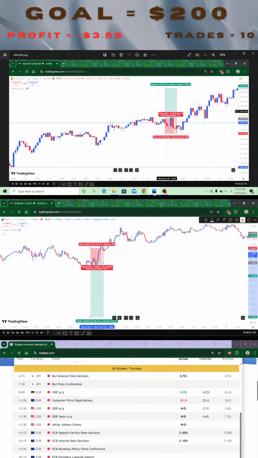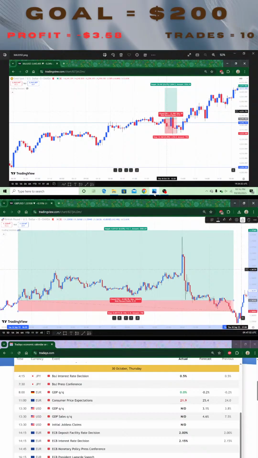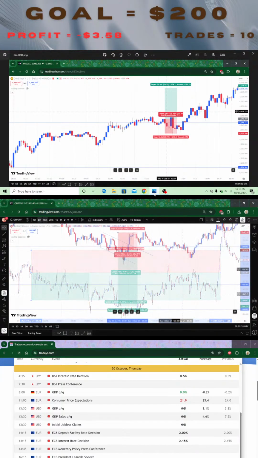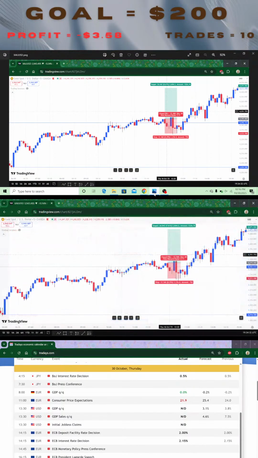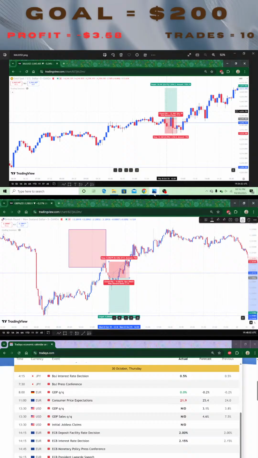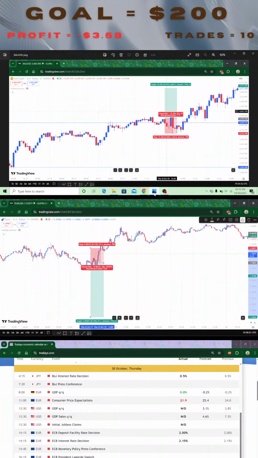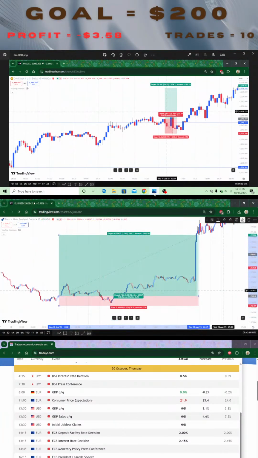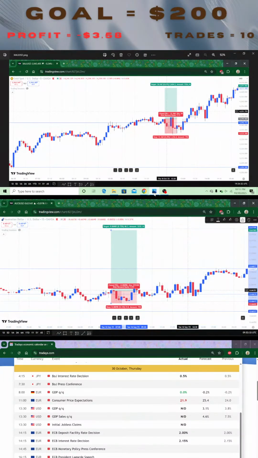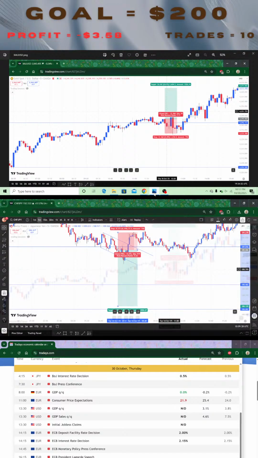Now the next one is gold USD. This was the most annoying trade. This trade took about $12 from the account, or rather 12,360 pips, that means 1,236 points. That is what it took from my hand.